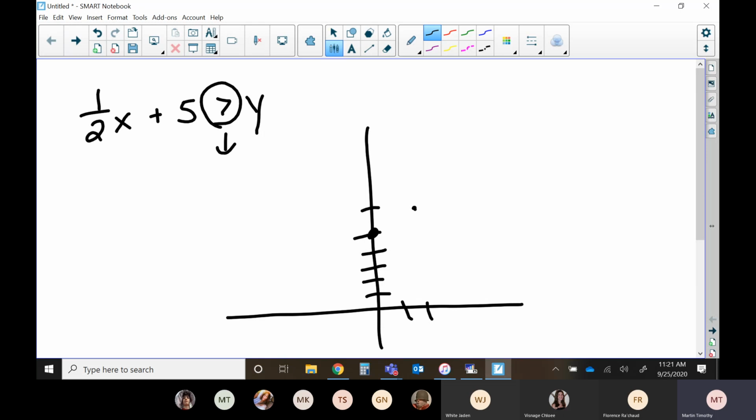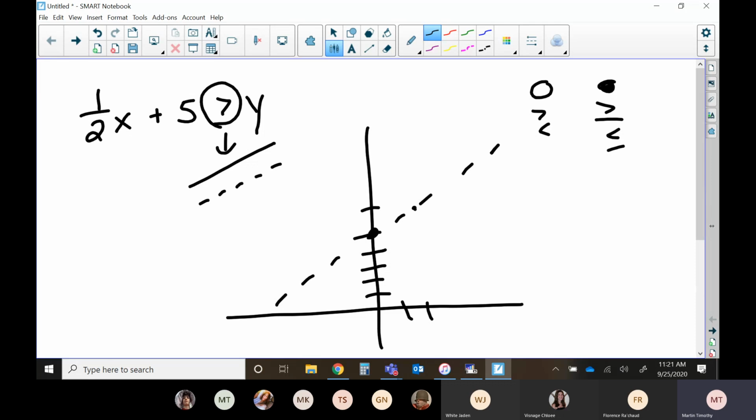Here's your decision. Am I going to use a solid line or am I going to use the dashed line? It's very similar to when we had an open circle versus when we had a closed circle. When did we have an open circle? When it was less than or greater than. When did we have a closed? Less than or equal to or greater than or equal to. This one is not equal to. Not equal to's are the dashed line. So when I go to connect these two dots, I'm going to dash my line.